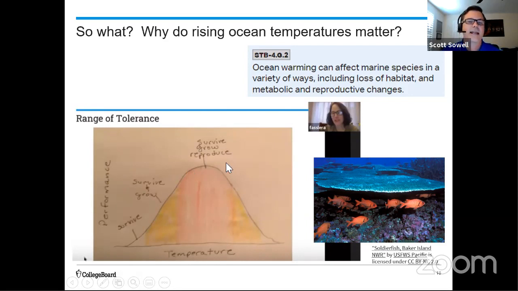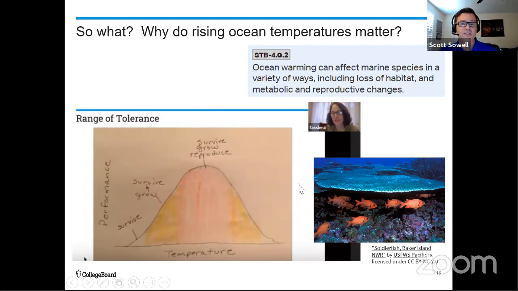Maybe my spawning activities have been altered, or breeding cues have been altered because of temperature. And then if we go even further on the left or the right, maybe I'm just hanging in there. I'm not really thriving or reproducing or growing. I'm just barely hanging in there. And if I go beyond my range of tolerance, I can't exist there.